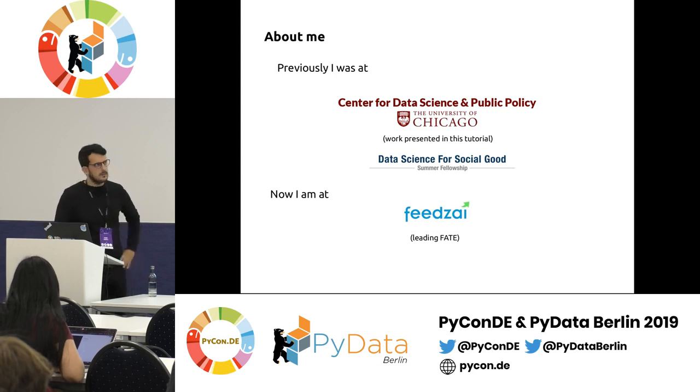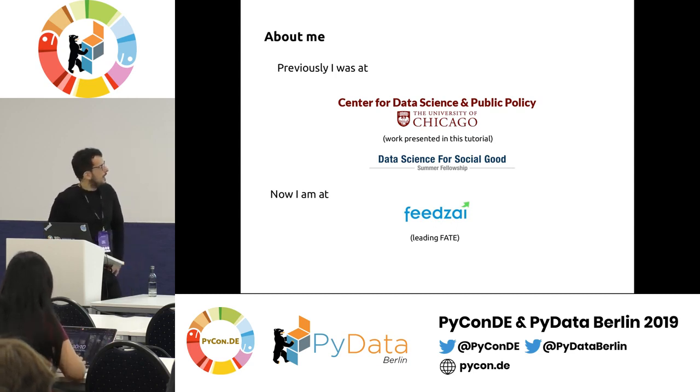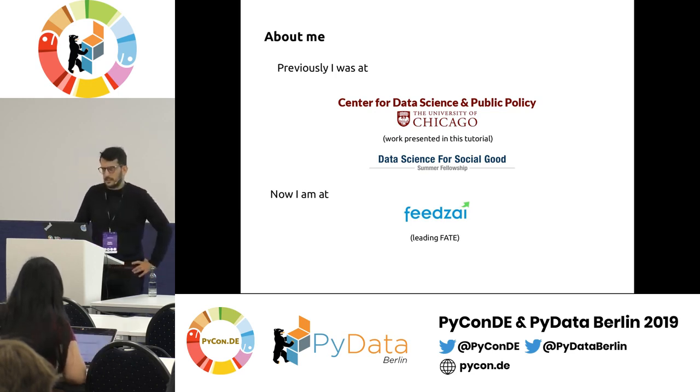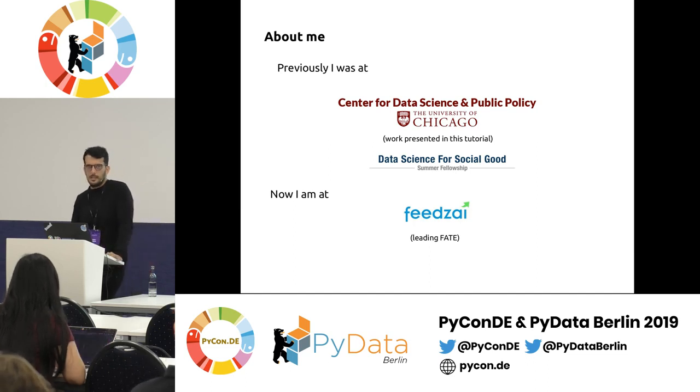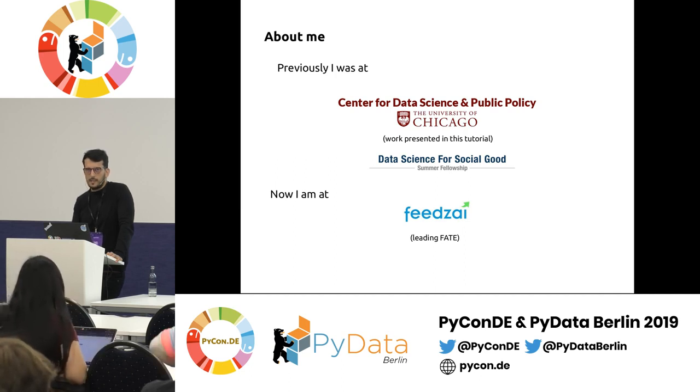So just the typical about me. When I submitted the tutorial, I was in Chicago doing my postdoc at the Center for Data Science and Public Policy. Also, together with the Data Science for Social Good Summer Fellowship, I was a technical mentor last year's edition in 2018. But since then, I moved to Lisbon and I'm now in the industry, but I'm still working on these issues. I'm creating a new research group. The typical name is either FAT or FATE. We selected FATE, so it's fairness, accountability, transparency, and ethics in AI.